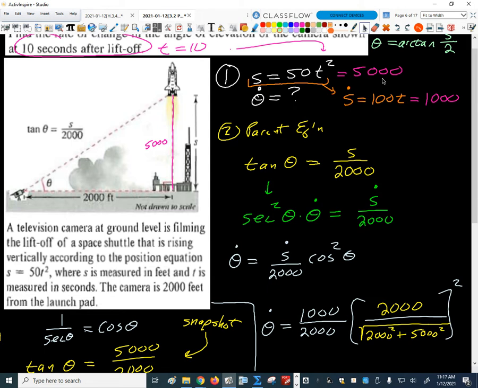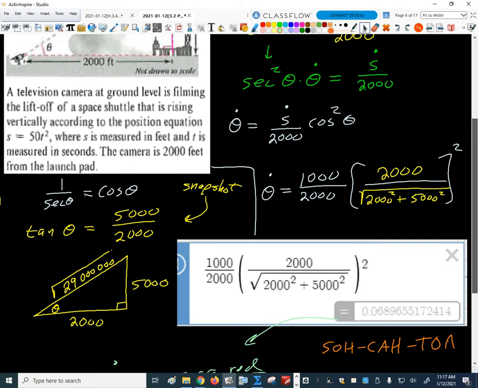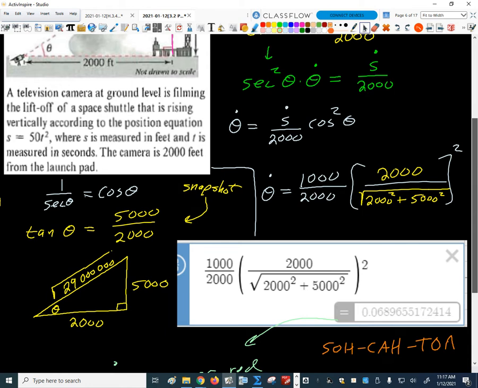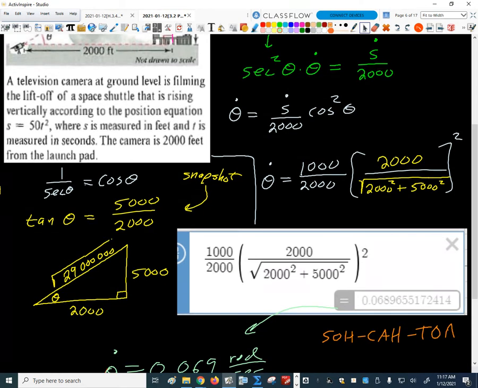Okay, at our snapshot. I get where the values come from, but how did the cosine squared theta turn into that? Because cosine is, by definition, adjacent over hypotenuse, right? So if that's theta, the adjacent side is 2000, and the hypotenuse is just the square root of that squared plus that squared. I could have just plugged in 29 million down there instead. Square root of 29 million. Yeah, okay, great.